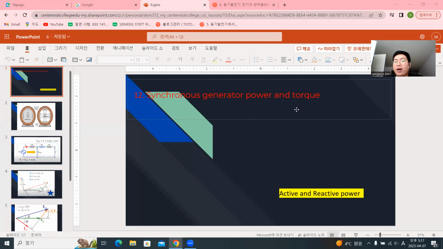Today we will learn about the synchronous generator, power and torque, and we will try to draw the phasor diagram, the equivalent circuit and the torque angle. It's a little bit of a hard part, but I will not explain it deeply. At least you need to know about this if you want to be experts.